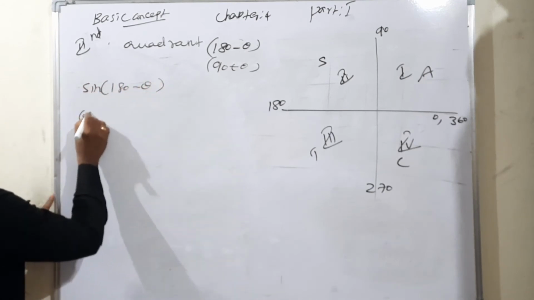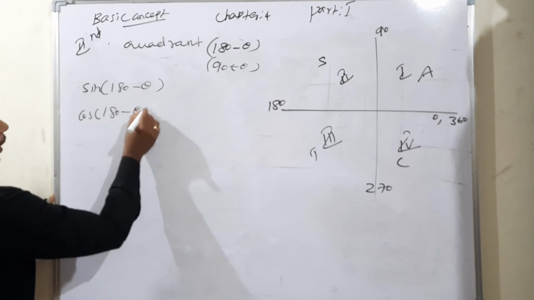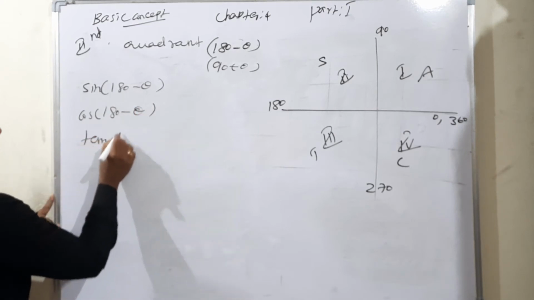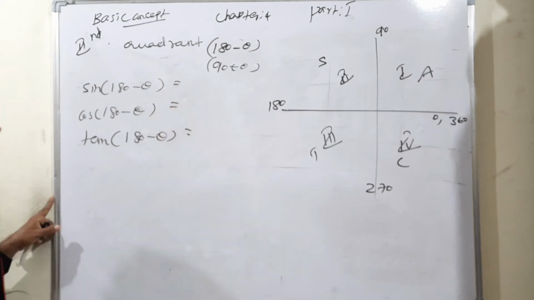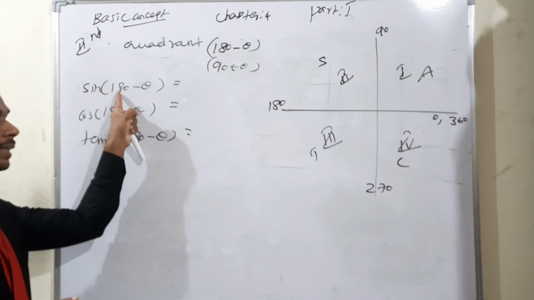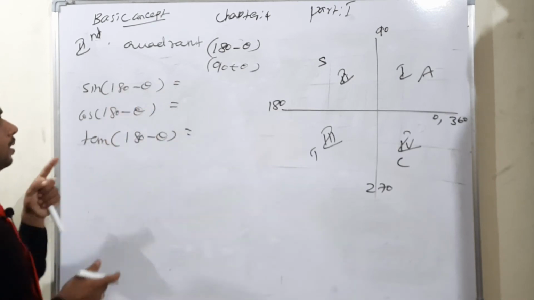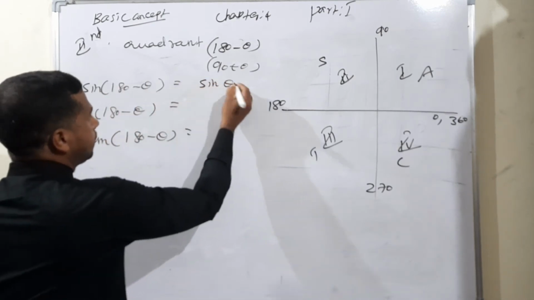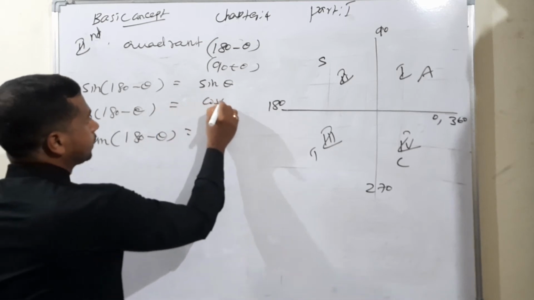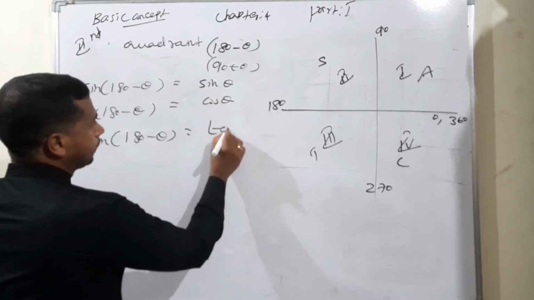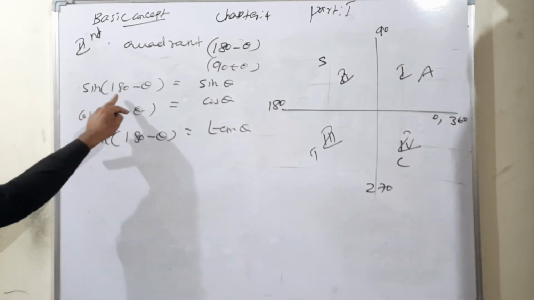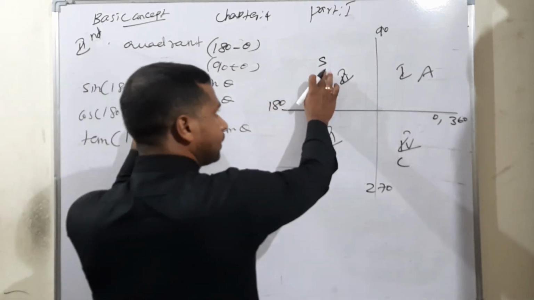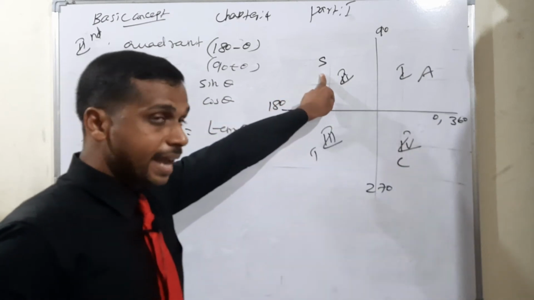One by one: sin 180 minus theta, cos 180 minus theta, tan 180 minus theta. So sin 180 minus theta, what will happen? 180 minus theta means this is horizontal. Horizontal means same name: sin theta, cos theta, tan theta. But you have to look at sign. 180 minus lies on the second quadrant. Second quadrant means only sin is positive.